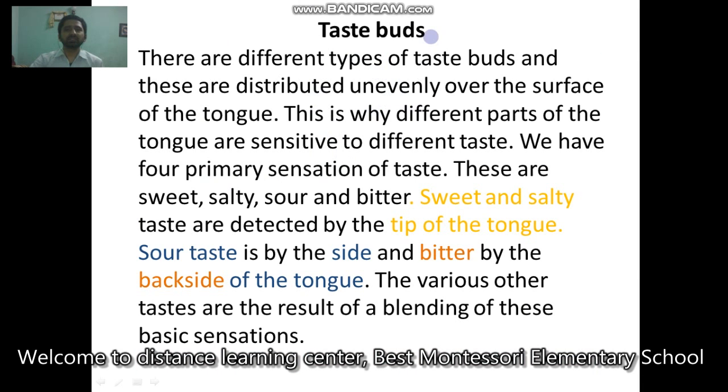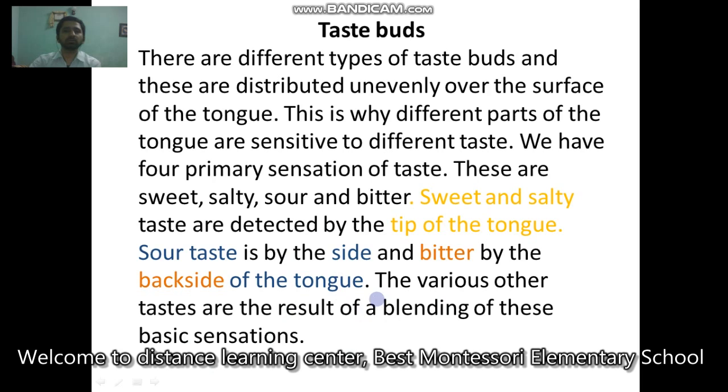Now there are different types of taste buds. Basically there are 4 primary sensations of taste: sweet, salt, sour, and bitter. Sweet and salt are in the front part, the tip of the tongue, sour by the side, and bitter at the back of the tongue. Other tastes are the result of blending of these basic sensations.